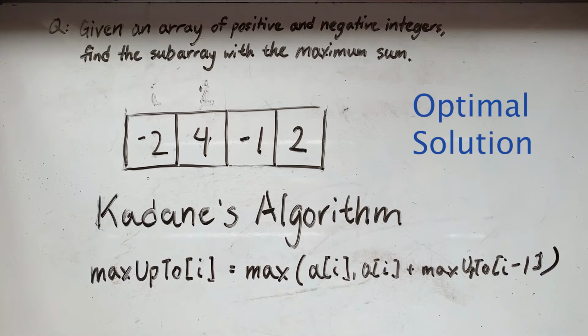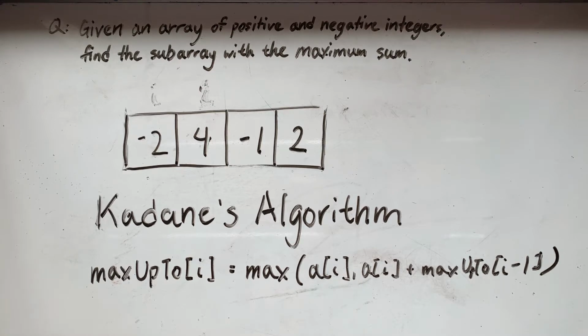The optimum solution uses what's called Kadane's algorithm, which states that the maximum up to a certain index I is equal to the maximum of a of I, which is the value at index I, and a of I plus max up to I minus 1. Now what does that mean? Max up to I is really the maximum sum up to the index I.